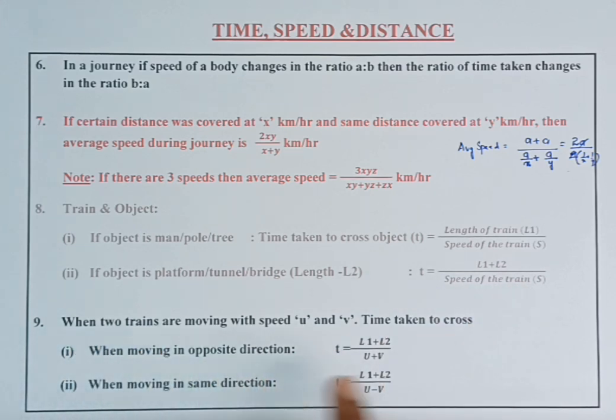Next is when two trains are moving with speed u and v, and there are two conditions that are given when they are moving in opposite direction and in same direction. When they are moving in opposite direction, relative velocity will be u plus v, and when they are moving in the same direction, relative velocity will be u minus v. So the time will be distance by velocity, and distance in both cases will be the sum of the length of the trains and speed will be the relative velocities.